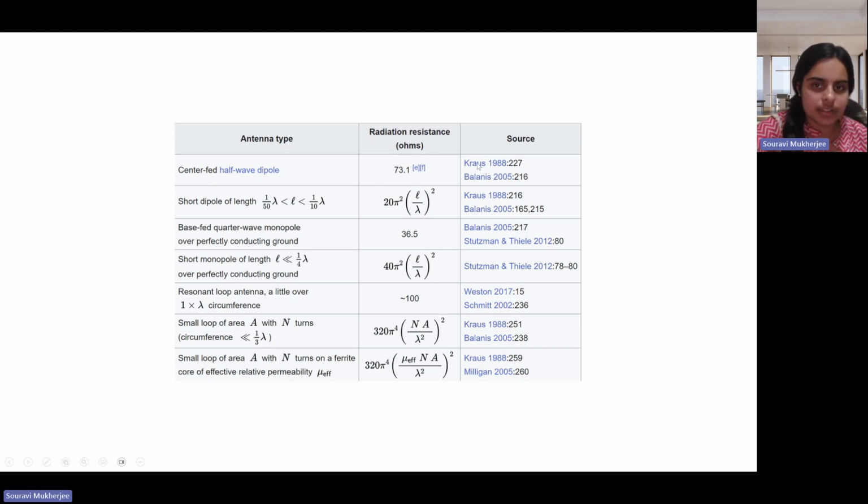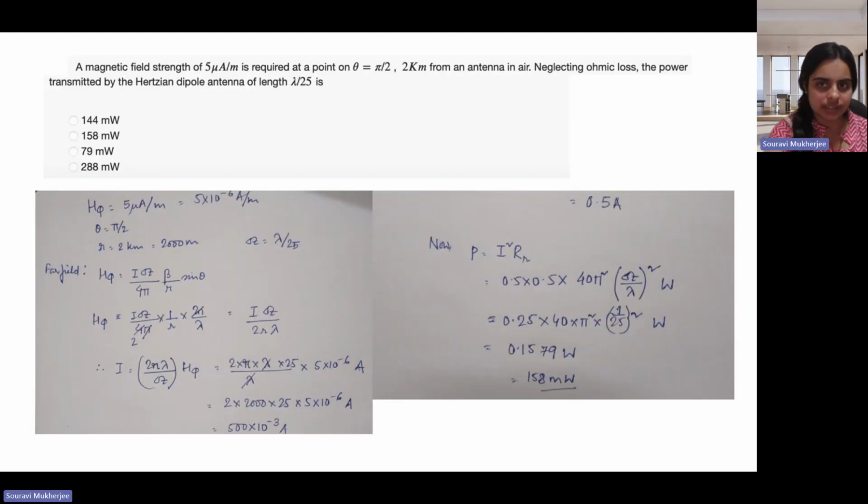There is a book by these authors, and that's a very good book on antennas. That's what was recommended. From there you can have a look at how you can get the radiation resistance values. These are very standard values which can be used for this kind of analysis.